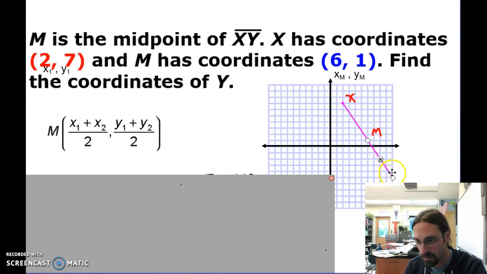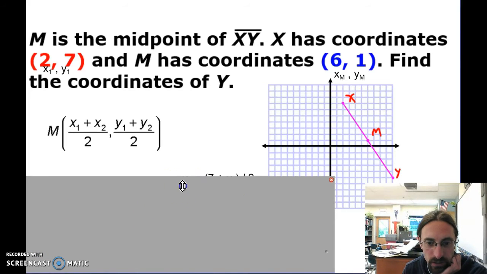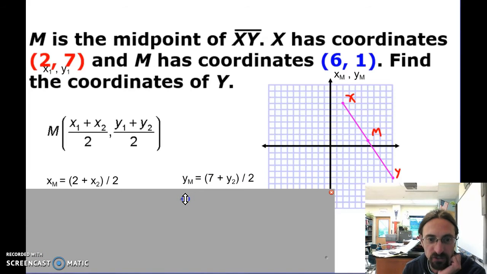So I'm thinking my endpoint, my y coordinate, when I'm all said and done, should roughly be about here. So let's do the math and see how things look. Let me pull this over and see if I can do it in a different way. All right, so let's set this up.